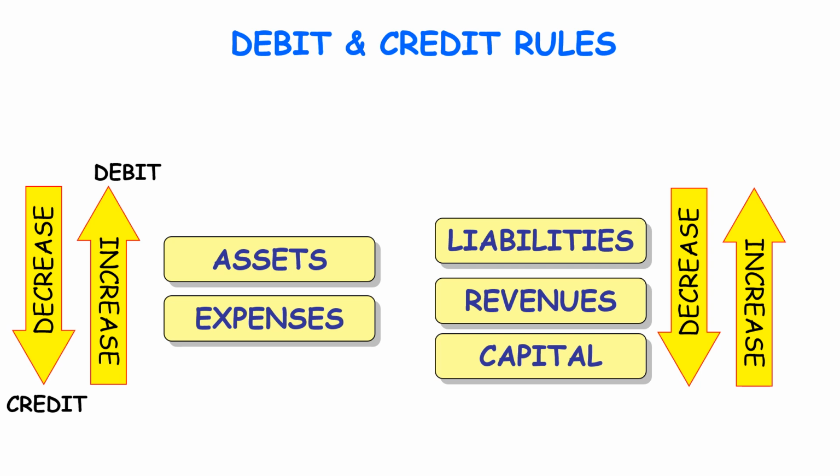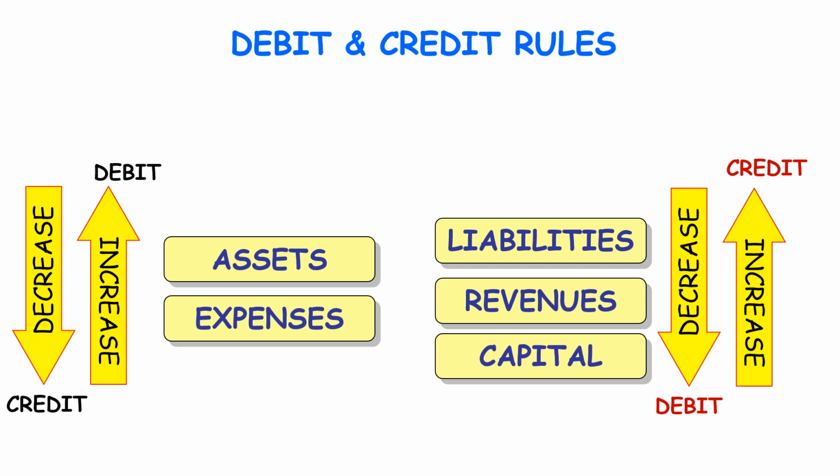The rules for revenue, liabilities, and capital are the opposite of the rules for assets and expenses. So an increase will be credited, a decrease will be debited. So if Anna takes out a loan from the bank, the bank loan is a liability. It increases, so bank loan will be credited. If Anna makes sales, sales will increase, and sales are revenue, so we will credit that. Similarly, if Anna invests more money in the business, capital increases, so capital will be credited. And the opposite, a decrease in them, will be debited.